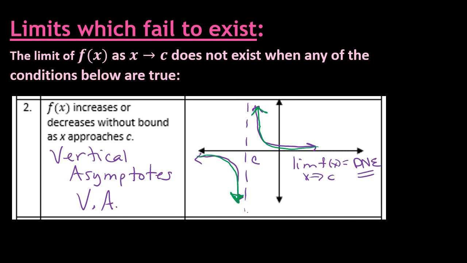Now, hypothetically, if there was some other point, I don't know what we want to call it, a over here, the limit at a does exist because on that one little section the graph is continuous. Okay, so the limit doesn't exist at the vertical asymptote, but it potentially exists many other places on the function.